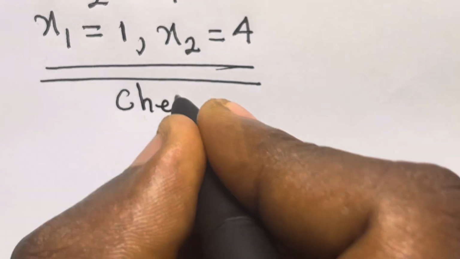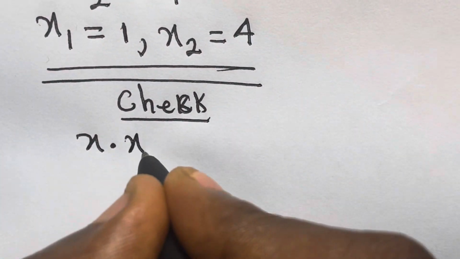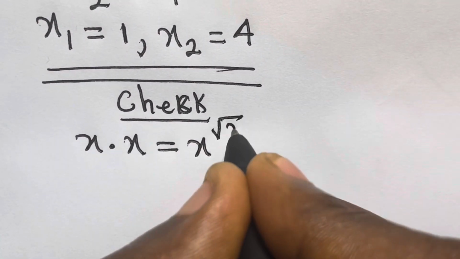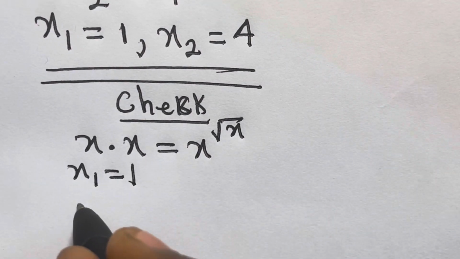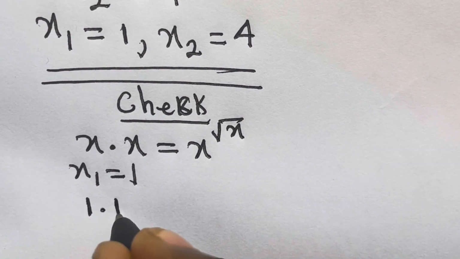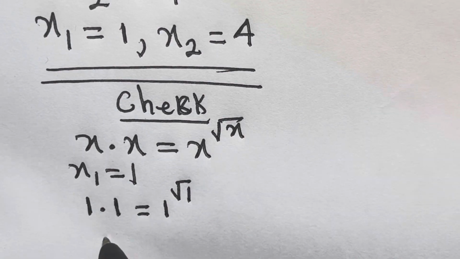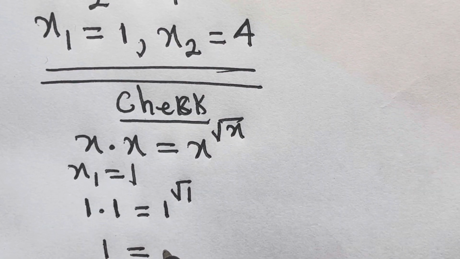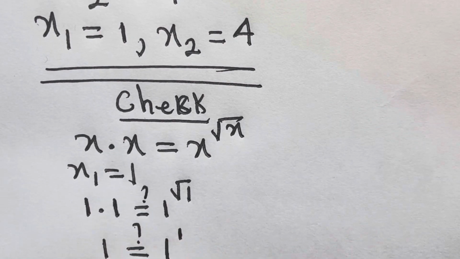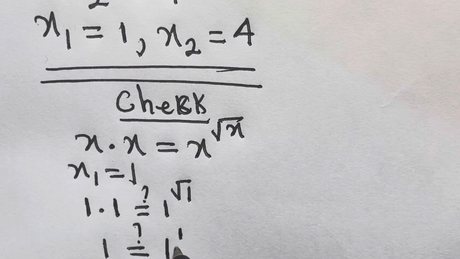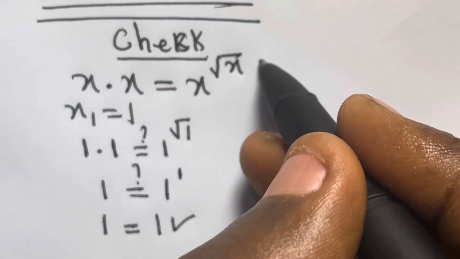Let's check. We have x times x equals x raised to power square root of x. Let's check for x1, which equals 1. So we have 1 times 1 equals 1, and square root of 1 gives us 1. So 1 raised to power 1 gives us 1. That means this is valid.